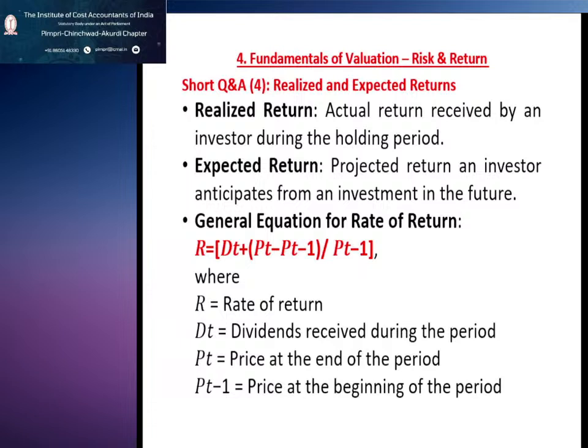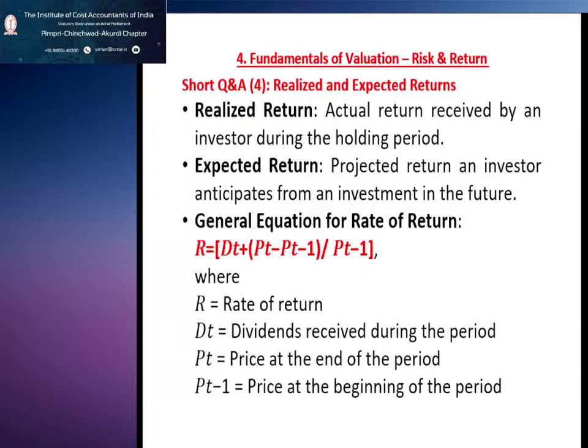So the expectations a particular investor holds in terms of returns over a future period of time is the expected return. The general equation for rate of return is R equals Dt plus (Pt minus Pt-1), divided by Pt-1. Here Pt is the price at the end of the period, and Pt-1 is the price at the beginning of the period. That's how the rate of return is calculated, where R is the rate of return and Dt is the dividends received during the period.